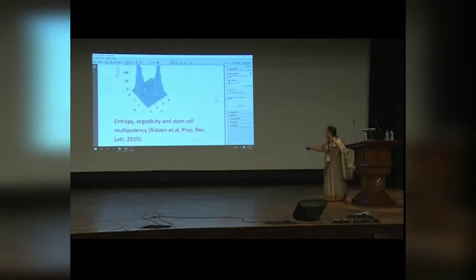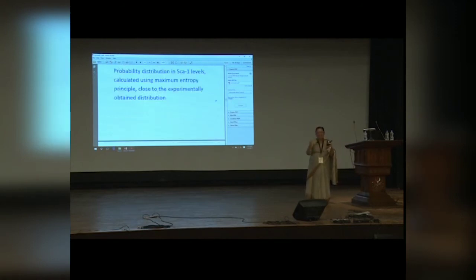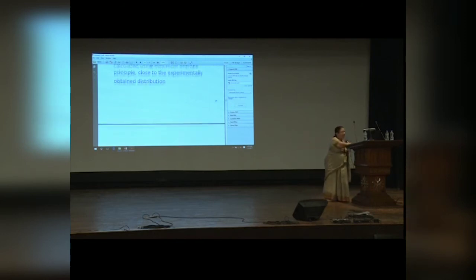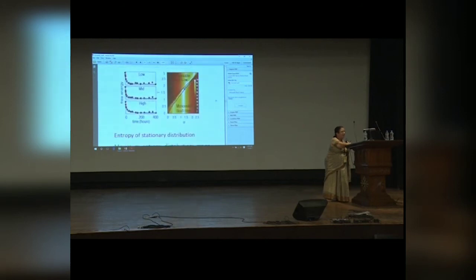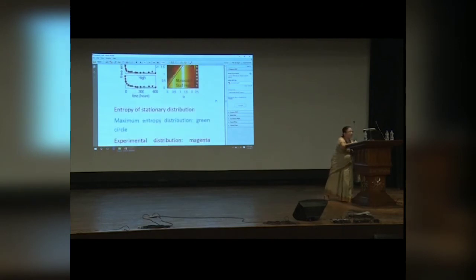So in another paper, entropy, ergodicity, and stem cell multipotency, actually I don't have time to explain everything. In our paper, what we showed mathematically was that whatever experimental observations have been made so far are nothing but signatures of criticality. The criticality is associated with the bifurcation point. And these people took up our suggestion. They looked at the actual experimental data, analyzed the data, and what they showed was the following. Here, just look at this. The green circle is the maximum entropy distribution.